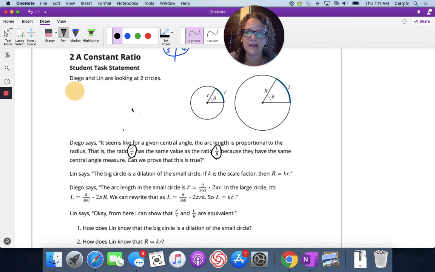Probably not the best thing, but okay. The ratio little l over little r is the same value as the ratio big L over big R because they have the same central angle measure. Can we prove that this is true?